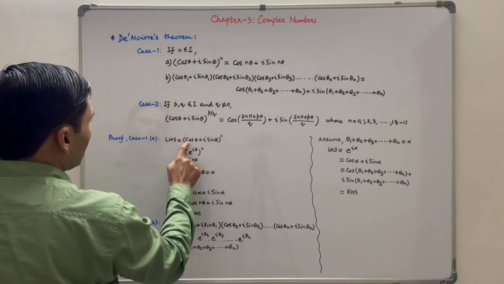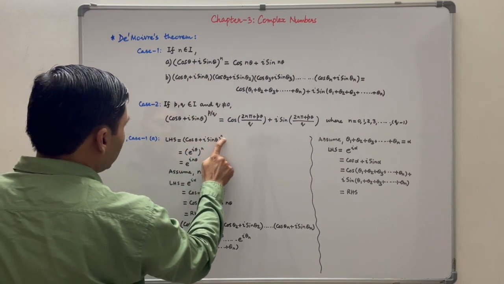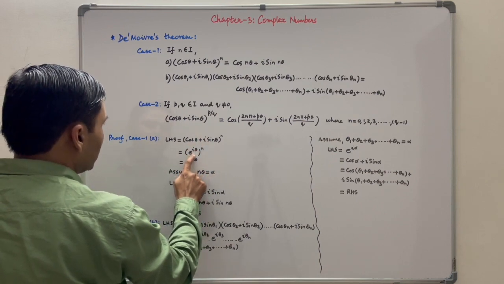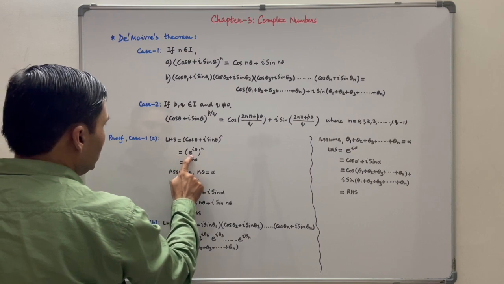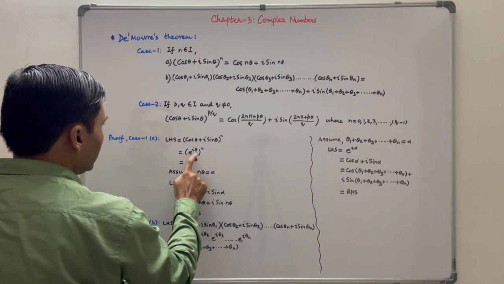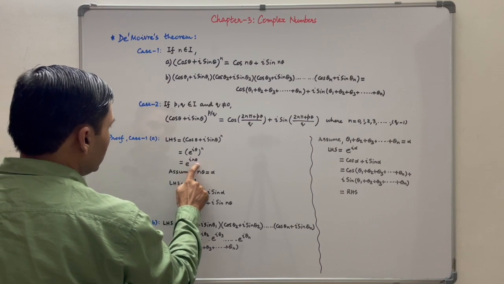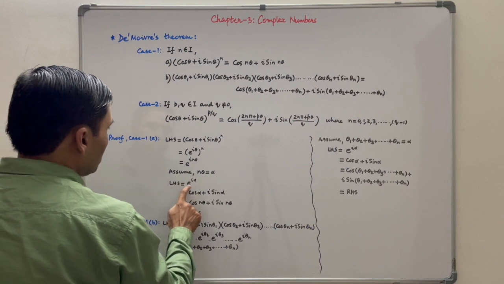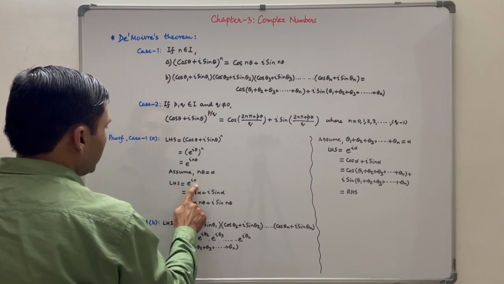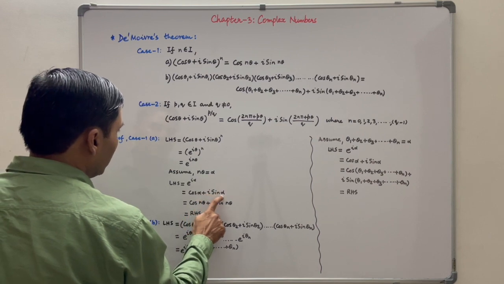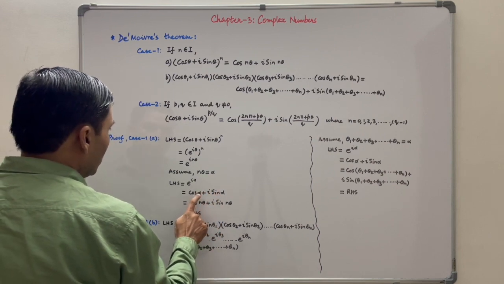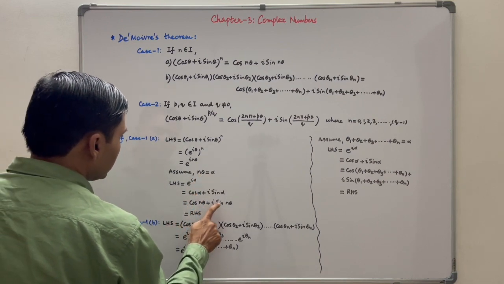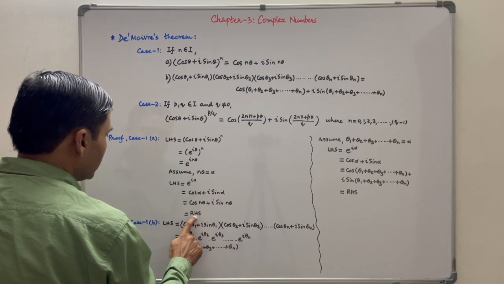LHS is equal to (cos theta plus i sin theta) to power n. Cos theta plus i sin theta can be written as e to power i theta. So LHS is equal to (e to power i theta) to power n, and that is equal to e to power i n theta. Suppose n theta is equal to alpha. So LHS is equal to e to power i alpha, which can be expanded as cos alpha plus i sin alpha. Now put the value of alpha back as n theta. So it becomes cos n theta plus i sin n theta, which is RHS.